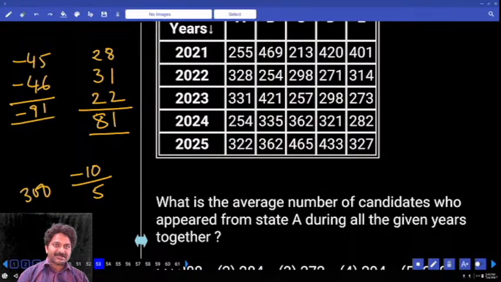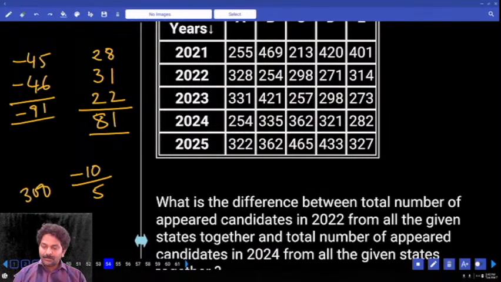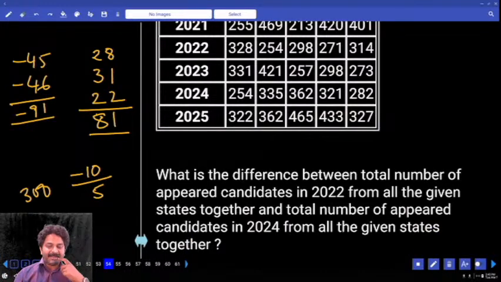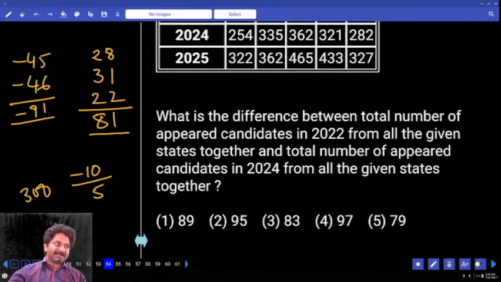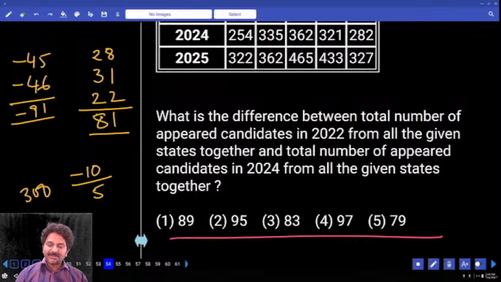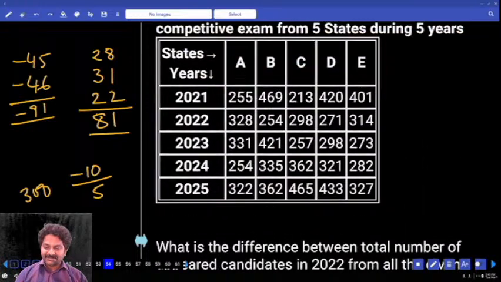Additions or subtractions. Okay. What is the difference between the total number of appeared candidates in 2022 from all the given states together and the total number of appeared candidates in 2024 from all the given states together? When I say this, first let me observe last digit verification. Look at your options. Majority are ending with different numbers except the first and fifth. Now, 22 to 24 difference. This is what we need to know.